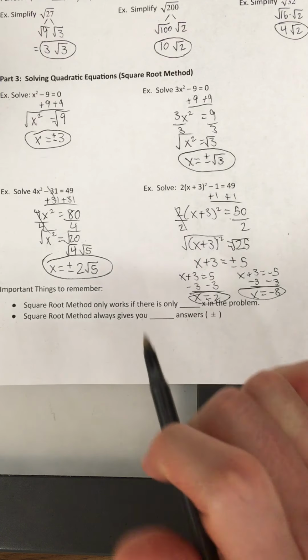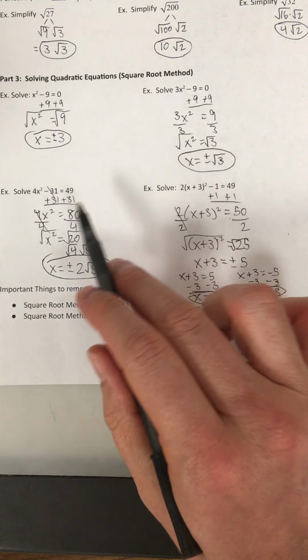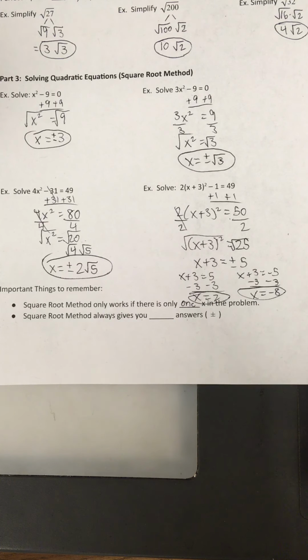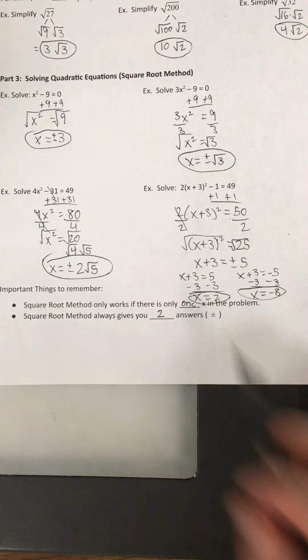So main things to remember, square root method, you only use this method when you have how many x's in the problem? Just one x. If you have 2 or more x's, you're not going to be able to use square root method. You're going to have to use factoring or graphing calculator or some other method. And then square root method always gives you 2 answers. Don't forget that plus and minus.